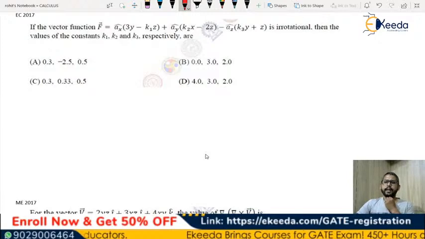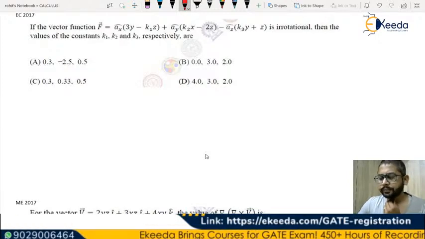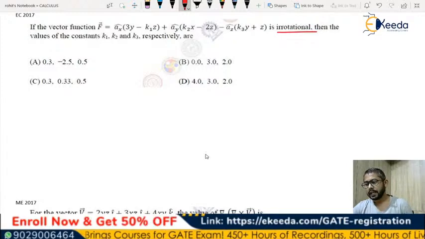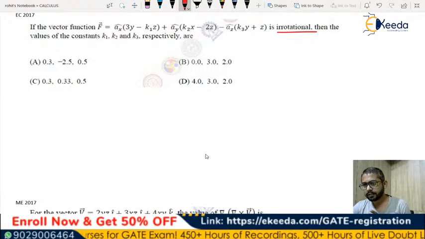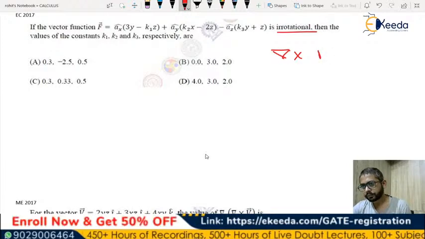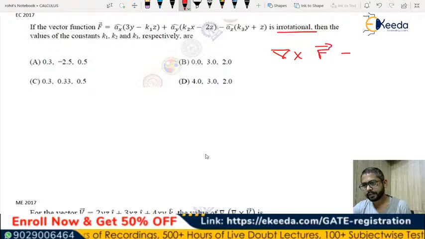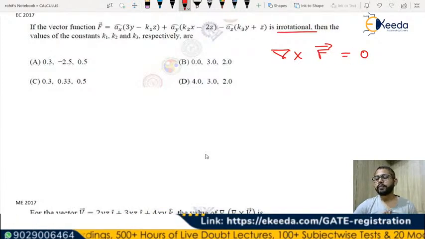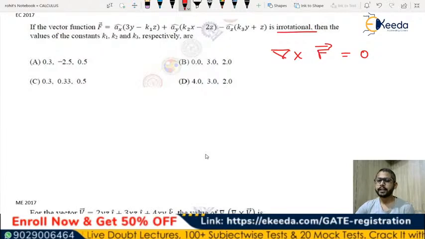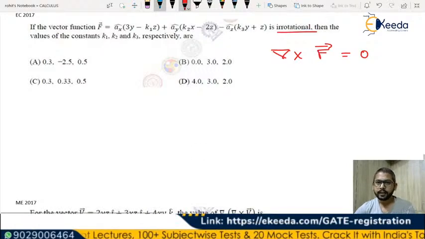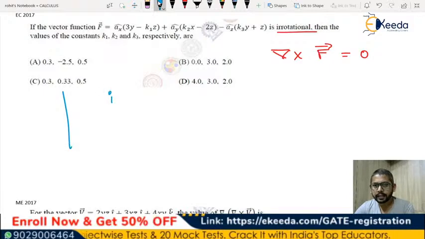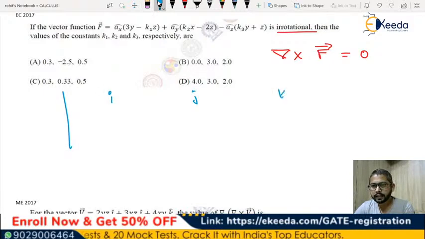Fine, next question. It says this is a vector and you have to see that it is irrotational. For the case of an irrotational field, the curl has to be 0. Let's say f, yes, curl of f is equal to 0. So somehow you have to find the curl to be 0 so that you can find the values of k1, k2 and k3. Right. So let me write it here. It is i, j, k.